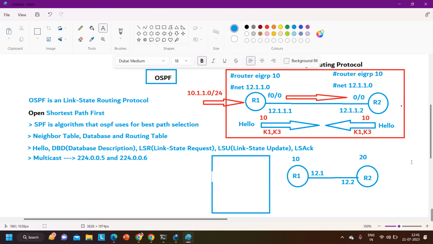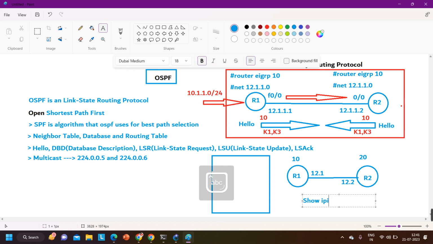So you should check EIGRP neighborship first. Check whether the EIGRP neighborship between router 1 and router 2 is working fine or not. If you run the command show ip eigrp neighbor, you will say, oh my god, there is no neighborship between router 1 and router 2.